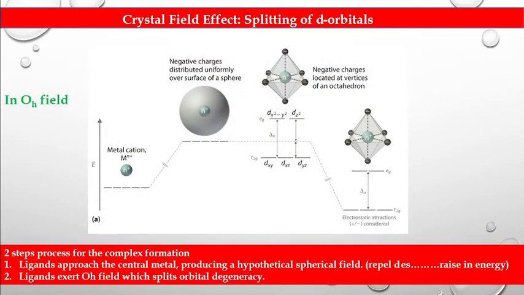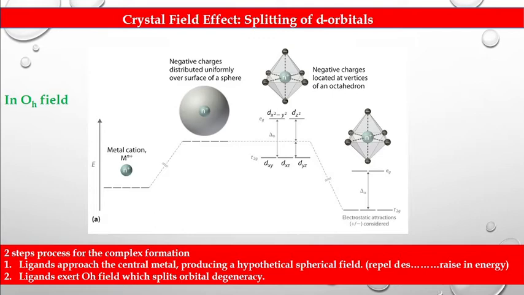Suppose we have a crystal octahedral field. First we have a metal cation Mn plus. All the 5 d orbitals are degenerate. When 6 ligands approach the metal ion, they form a spherical cloud of negative charge, and this negative charge is distributed uniformly over the surface of a sphere as shown in the diagram. Now, when the ligands are at the 6 vertices of the octahedron, then what happens?